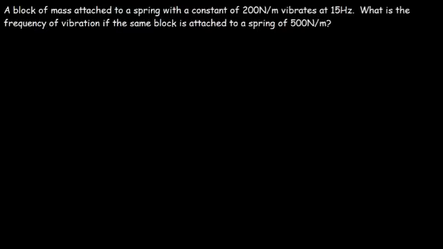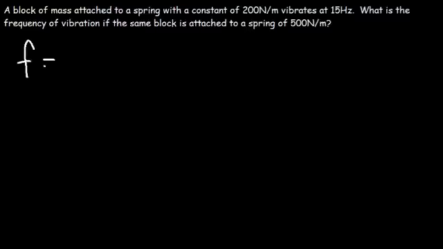A block of mass attached to a spring with a constant of 200 newtons per meter vibrates at 15 hertz. What is the frequency of vibration if the same block is attached to a spring of 500 newtons per meter? So the mass is constant here. The only thing that changes is the spring constant and F.